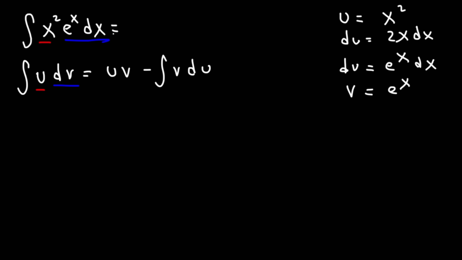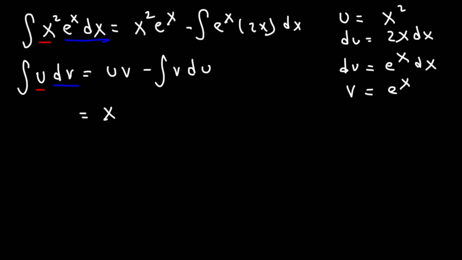So using the formula, it's going to be uv. That's going to be x squared. That's u. V is e to the x, minus the integral of v, which is e to the x, times du. That's 2x dx. So now this becomes, well, before we do that, let's use integration by parts one more time.